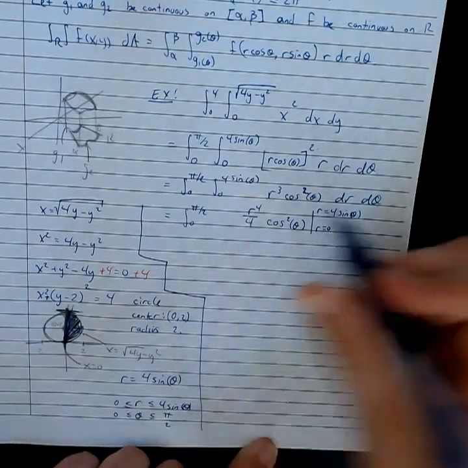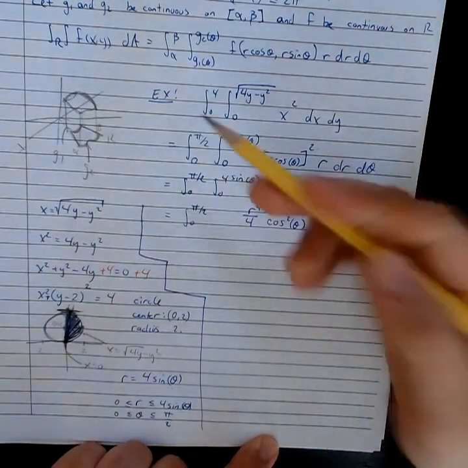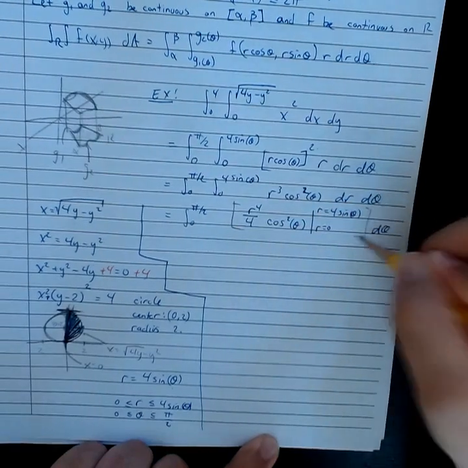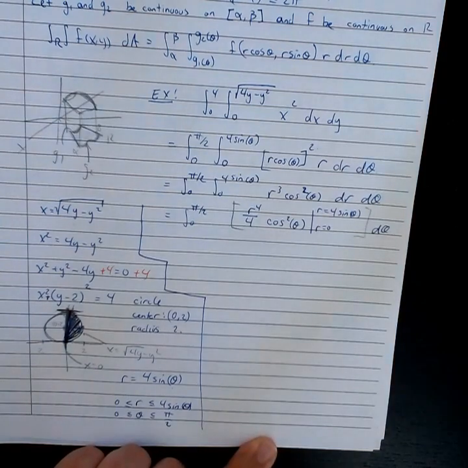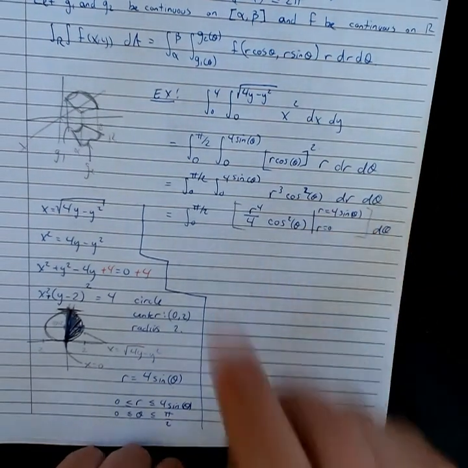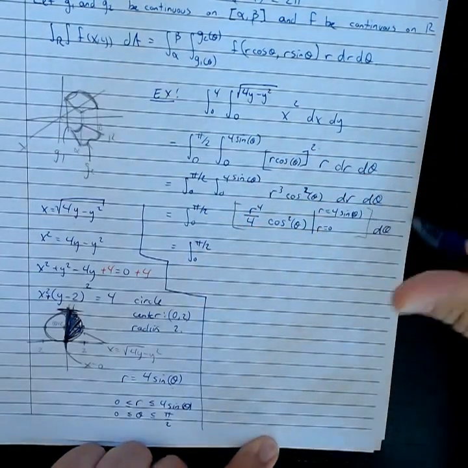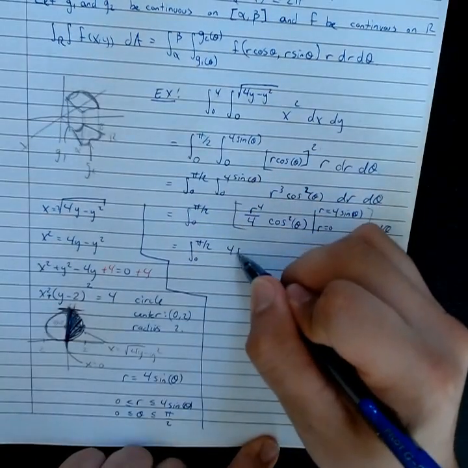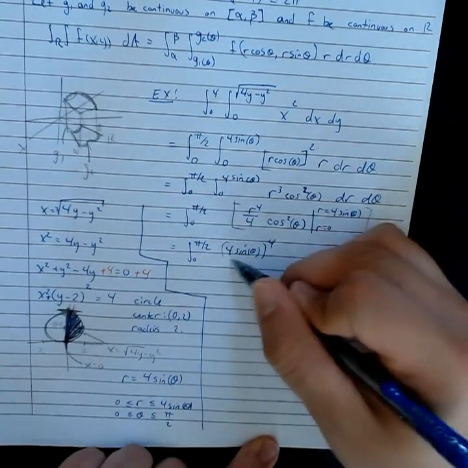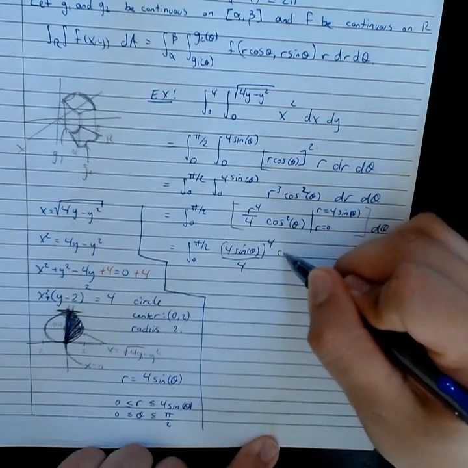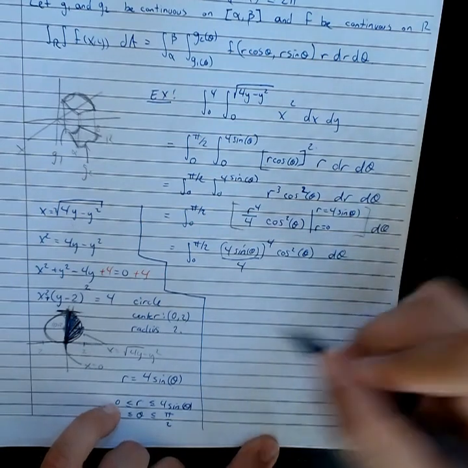If I plug in 0, I guess I should write my d theta here. All right, so if I plug in 0, well, that whole thing is 0, so we don't worry about that, right? 0 times anything is 0. If I plug in 4 sine of theta, that's going to give me the integral from 0 to pi over 2 of 4 sine of theta to the 4th power, all over 4, times the cosine squared of theta, d theta.